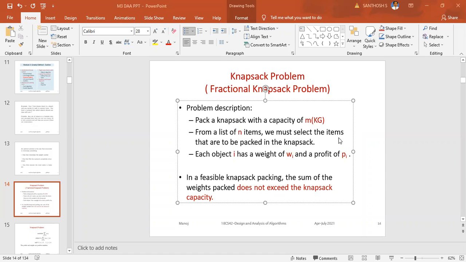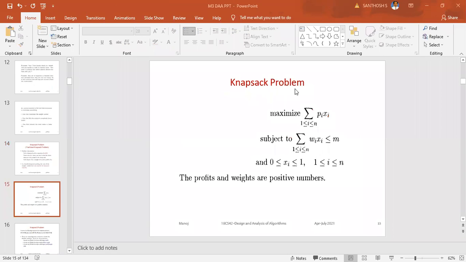Anybody answer here? So the sum of weights should be less than or greater than M? It should be less than M. Okay, good. So now you come for the problem.